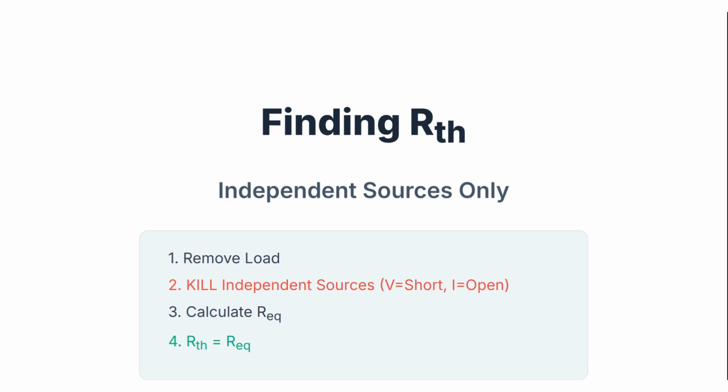For R Thevenin with dependent sources: 1. Remove the load. 2. Kill independent sources only. 3. Apply test source 1V or 1A. 4. Find resulting I or V. 5. R Thevenin equals V divided by I.